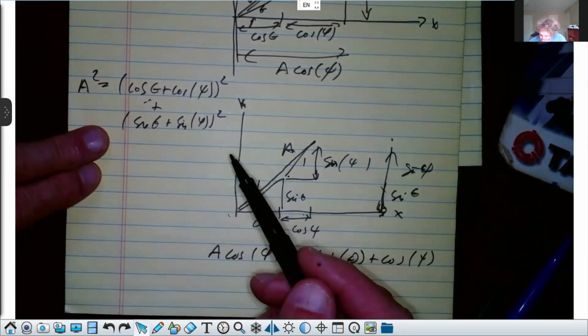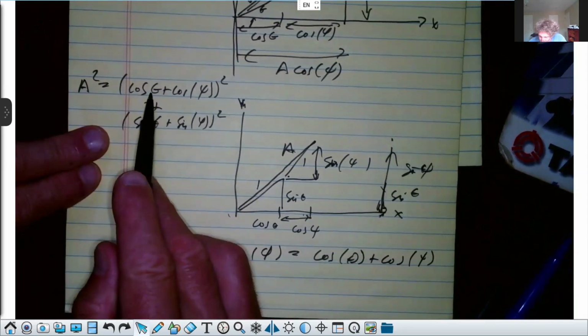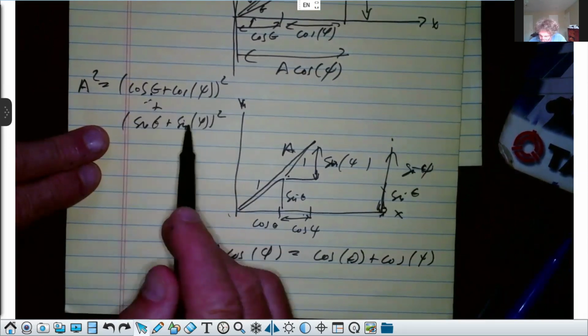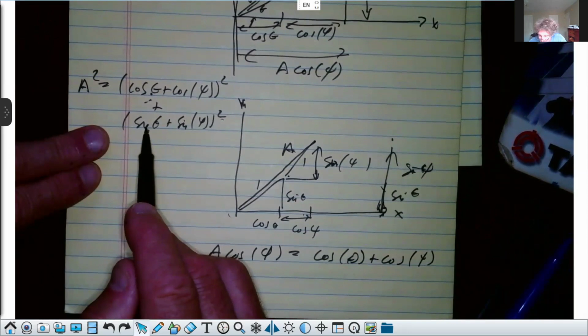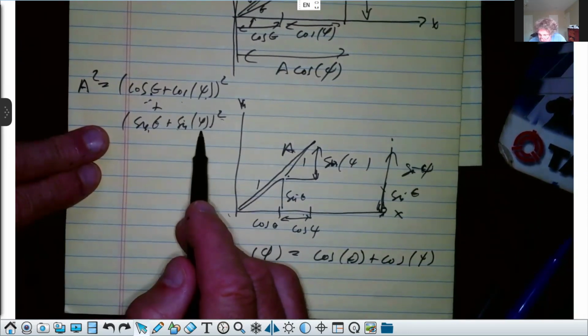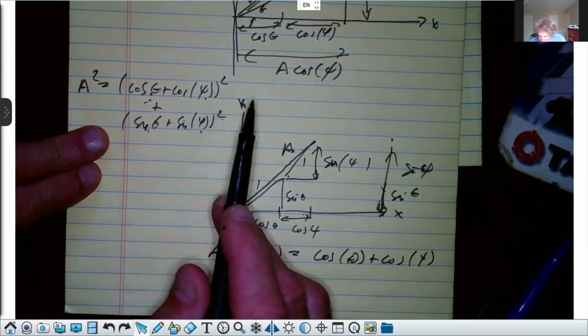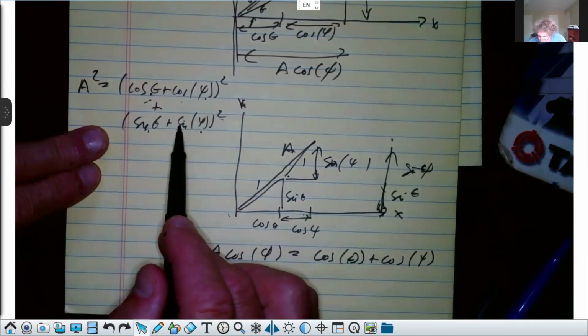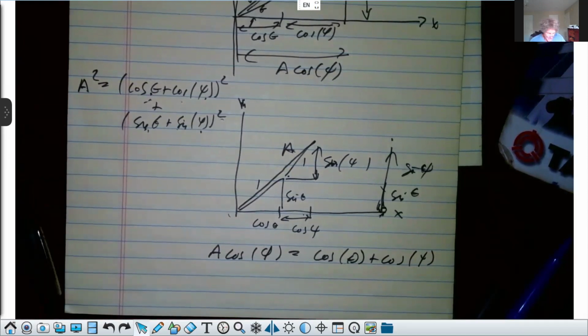That's A squared. When you square these terms, you're going to get a cosine squared theta, and you're going to get a sine squared theta. That's 1. You're also going to get a cosine squared psi and a sine squared psi. That's 1 as well. There's 2. Then you're going to get plus some crazy terms in here, but then this is the solution.